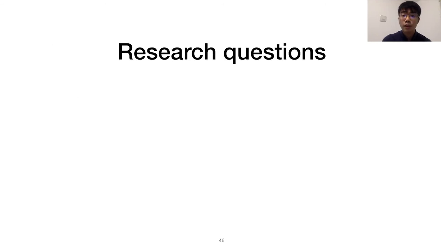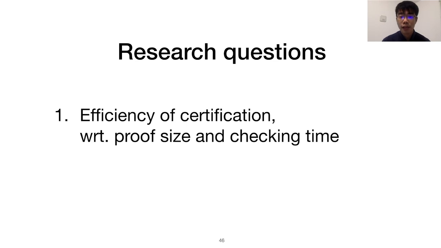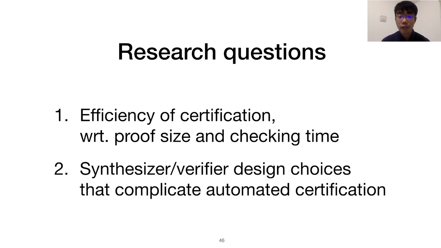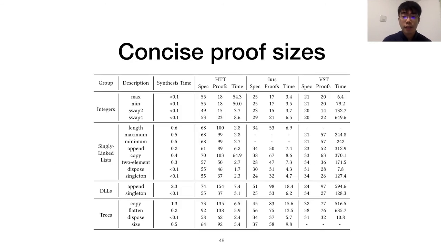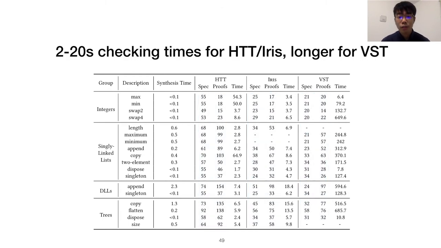To assess our design, we wanted to answer two questions: the efficiency of the certification in terms of proof size and checking time, and any synthesizer or verifier design choices that complicate automated certification. To determine efficiency, we evaluated this technique against a number of other programs that SuSLik can synthesize. Proof sizes are relatively concise. Proof checking times are between 2 to 20 seconds for most of the HTT and Iris examples. VST proofs take longer because the generated scripts rely on a VST automation tactic whose generality incurs a performance cost.